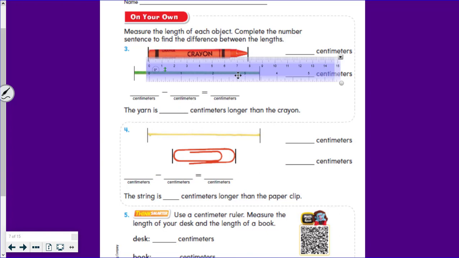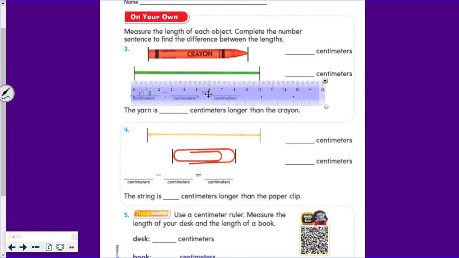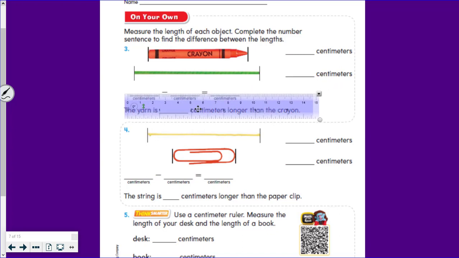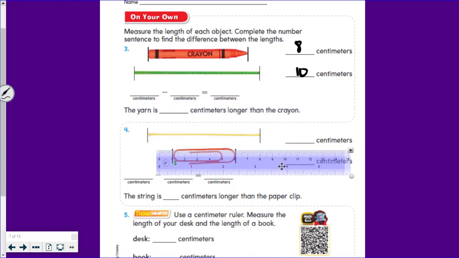Okay, answer time. The crayon's about 8 centimeters. And this, is that a string? I can't tell. But it's about 10 centimeters. So we got 8 and 10. I'm going to write my numbers in the blanks. So the crayon's 8 centimeters, and this thing is 10 centimeters. It looks like a string. And then we're going to show our work. So 10 minus 8 equals 2 centimeters. So the yarn, oh, it's yarn. The yarn is 2 centimeters longer than the crayon.